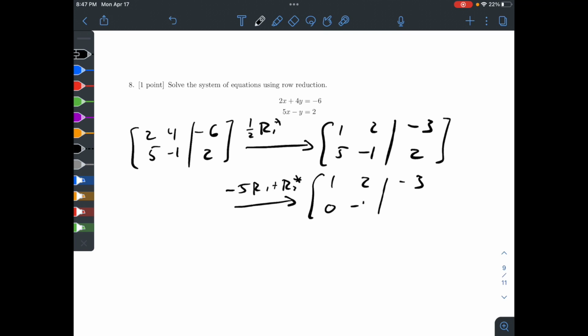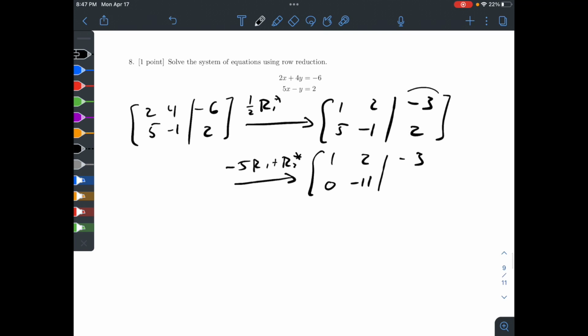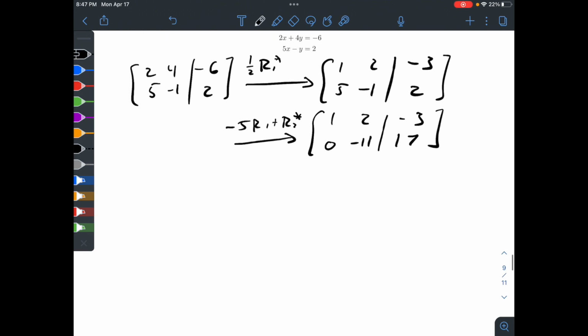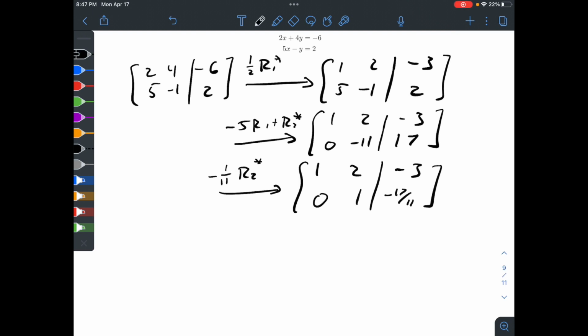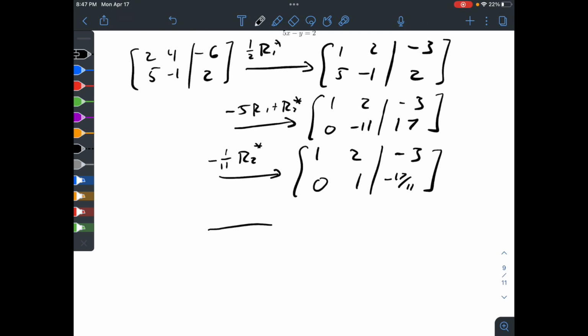-2 times 5 is -10. Add that to -1, we get -11. -5 times -3 is +15. 15 plus 2 is 17. Let's divide row 2 by -11. All right, so we got some gross fractions in here a little bit, but that's fine. We can handle a couple fractions in our life.